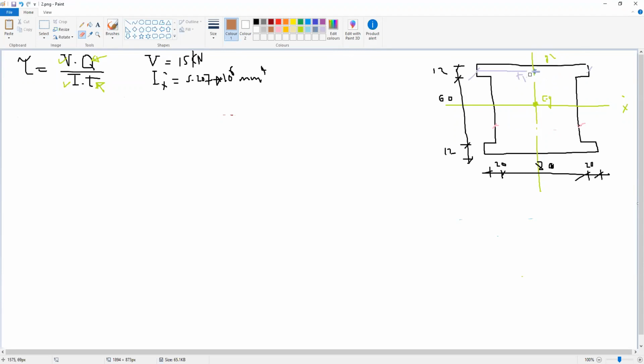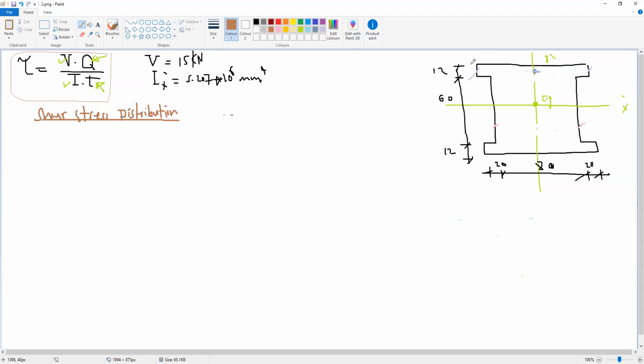Okay, so now we will apply this formula to our section. If we need to calculate the shear stress at any point for this section, we will apply this formula. But here the requirement is not the stress at only one point. We need the shear stress distribution. The shear stress distribution means the shear stress for the whole cross section. Okay.